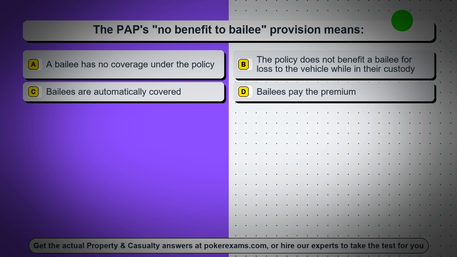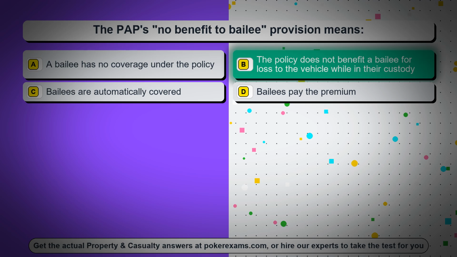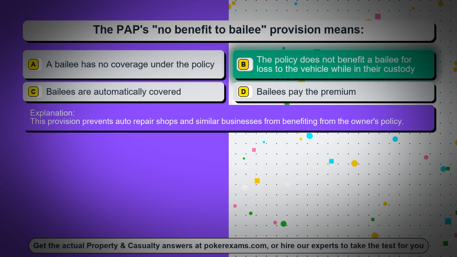Question 31. The PAP's no benefit to bailee provision means: option A, a bailee has no coverage under the policy. Option B, the policy does not benefit a bailee for loss to the vehicle while in their custody. Option C, bailees are automatically covered. Option D, bailees pay the premium. The correct answer is option B, the policy does not benefit a bailee for loss to the vehicle while in their custody. This provision prevents auto repair shops and similar businesses from benefiting from the owner's policy.